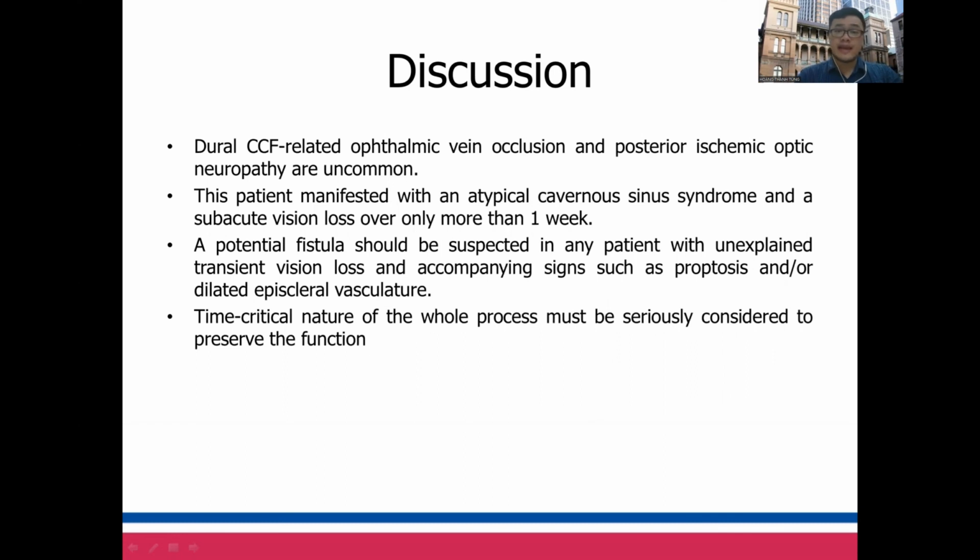Dural CCF related ophthalmic vein occlusion and posterior ischemic optic neuropathy are very uncommon. This patient presented with an atypical cavernous sinus syndrome and a subacute vision loss over only more than 1 week. Therefore, any potential fistula should be suspected or taken into account in a patient with unexplained transient vision loss and accompanying signs such as proptosis or dilated episcleral vasculature.